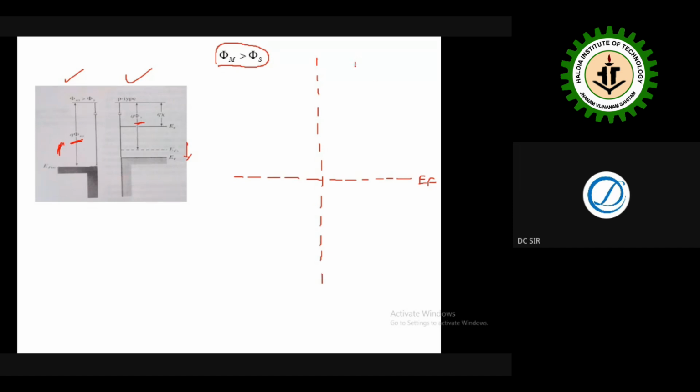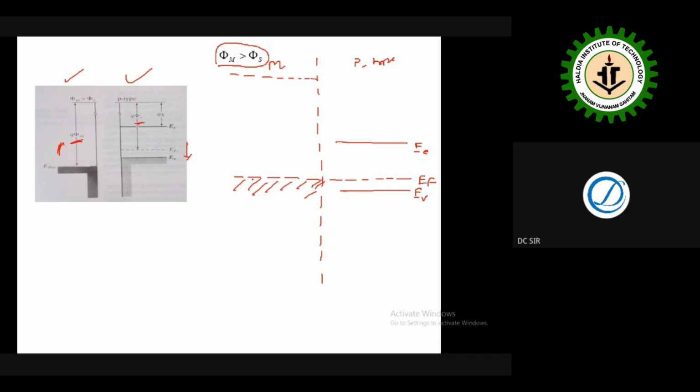This is a p-type, this is a metal. For p-type, the valence band is closer to the Fermi energy level, and the conduction band is above the Fermi energy level. Occupied, above.